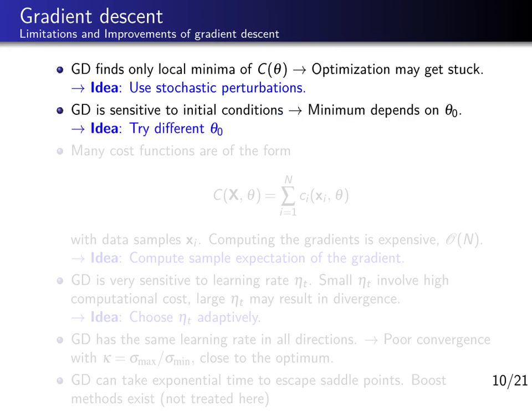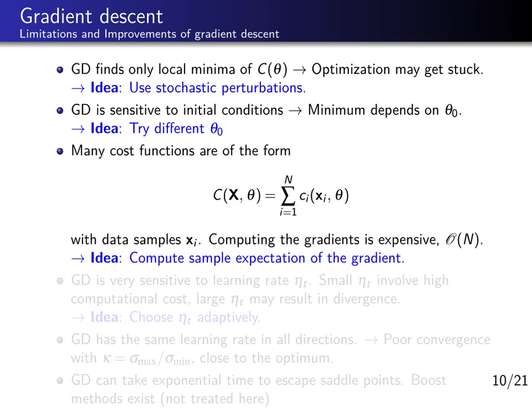Related to that, because gradient descent finds local minima, it is sensitive to the initial condition, so it depends very much on where we start with the initial parameter vector. And what can we do there? Of course, again, use stochastic perturbations, but also try different initial parameter settings. So run gradient descent from different starting points.